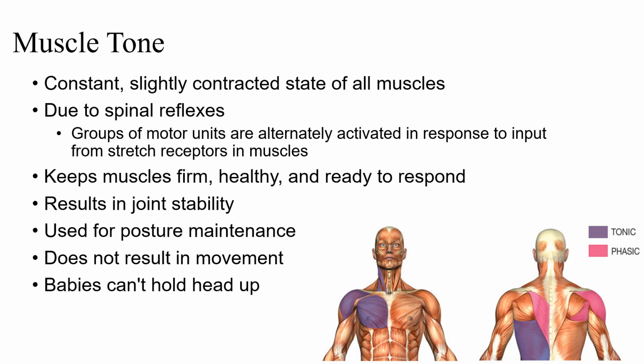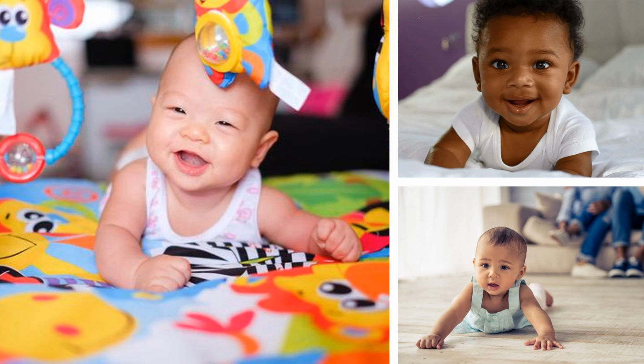Again, babies can't hold up their head because they do not have muscle tone right after they're born. And here are some pictures of babies. The whole tummy time thing is to help the baby start to work out those muscles and be able to hold their heads up. So each of these babies now has the ability to keep their heads up and erect, and so they now have muscle tone in those muscles.